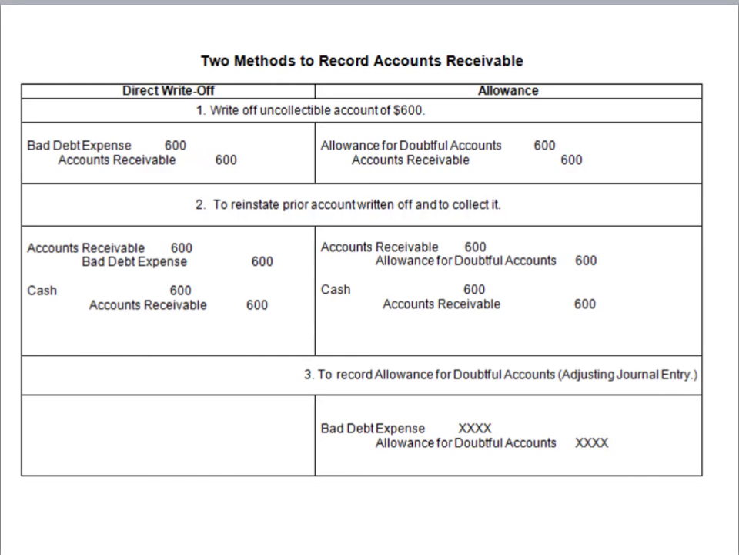So this is your big picture. When you're all said and done, your two methods would look like this. Obviously, the direct write-off method does not have an allowance account, so there will be no journal entry to estimate the allowance. And there's four. I kind of count that as one journal entry related. Three journal entries would be related to the allowance method.